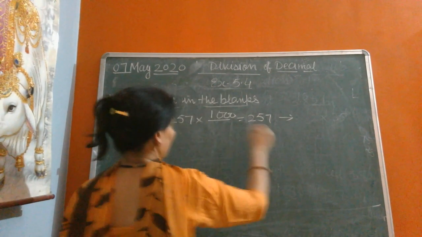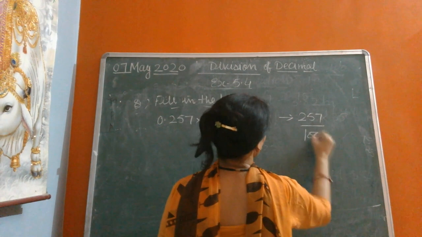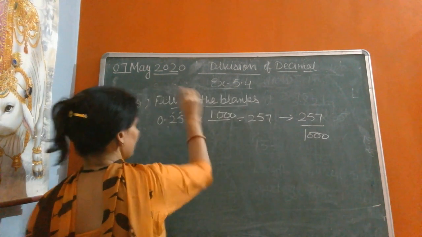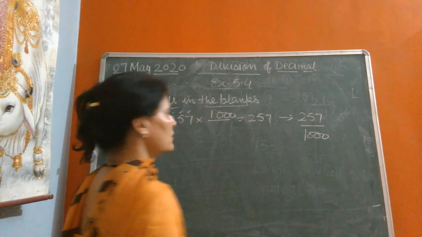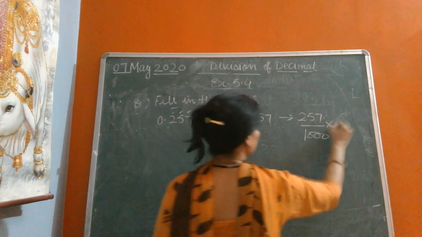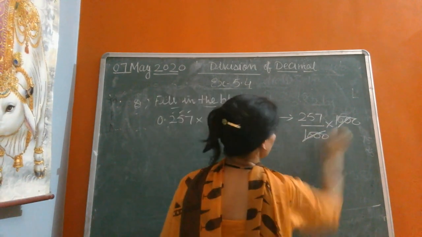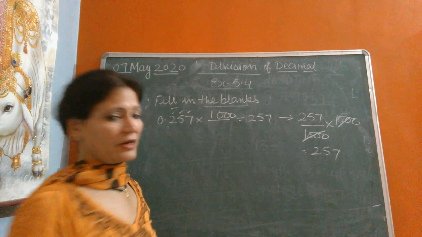So I am checking: 257 upon 1000, because after the decimal there are tenths, hundredths and thousandths. So we have written 257 upon 1000 multiplied by 1000. Cancel it. The answer is 257. So our checking is correct.